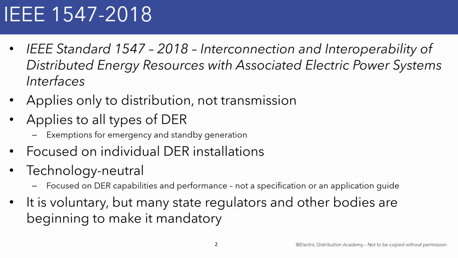the system considerations, for example, for how much DER generation individual feeders can accommodate. That is not included in 1547. It is technology neutral, so it's focused on capabilities and performance. It does contain requirements, but it's not a specification or an application guide.